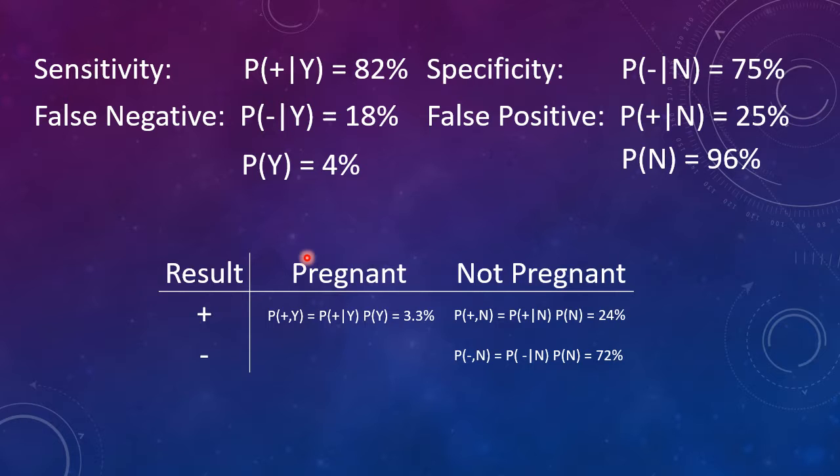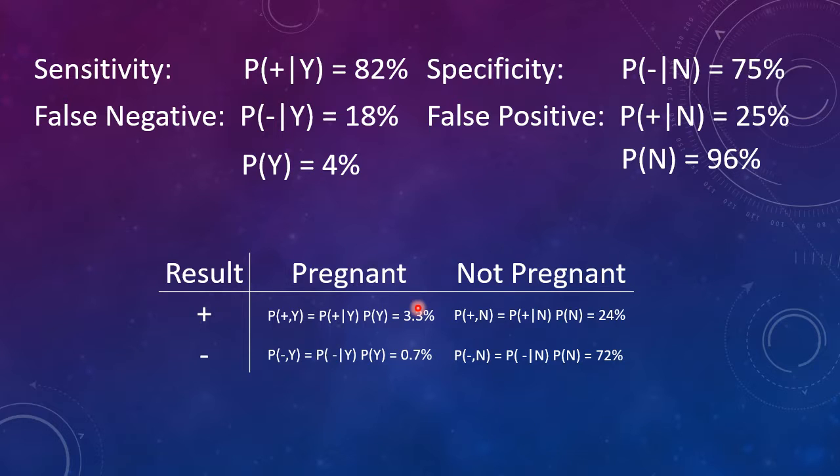And finally, we have the women who are pregnant and yet get a negative test result. So we take the proportion of women who get a negative test result given that they are pregnant, that's the false negative rate, and multiply it by the proportion of women who are pregnant. So we take 18% and multiply it by 4%, and that gives us 0.7%. So 0.7% of women are pregnant and yet get a negative test result.